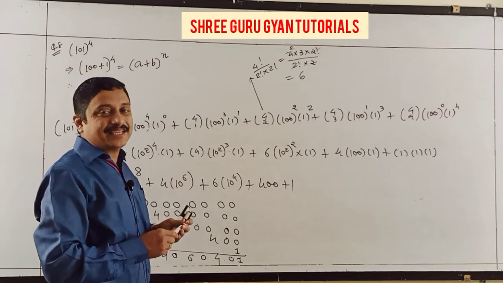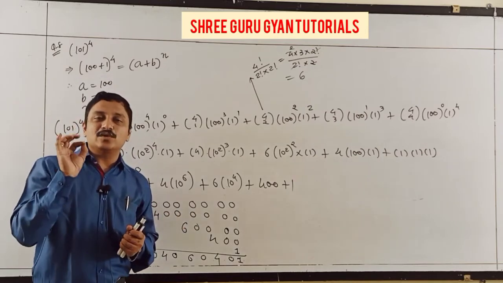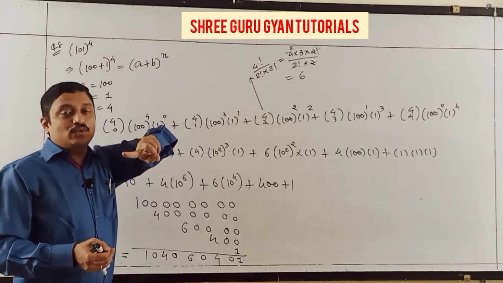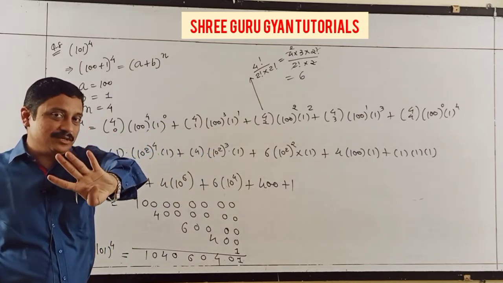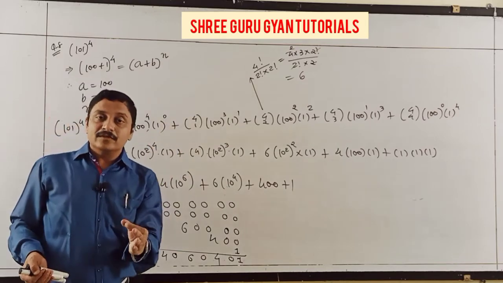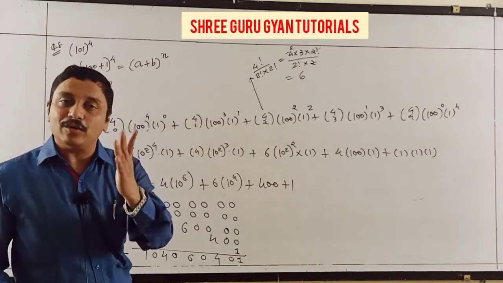And students, I just give a reminder: you can only check the answer using the calculator, 101, 101, 101, 101. But don't take the direct answer, apply your method, utilization of your binomial. Yeah?